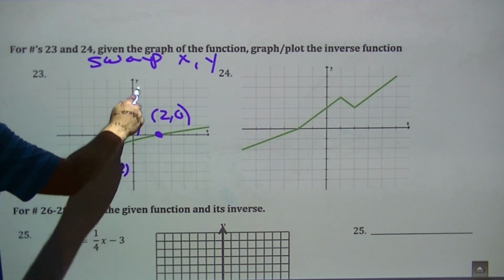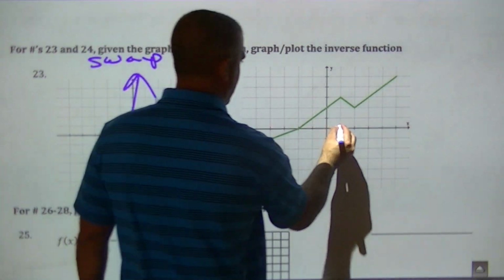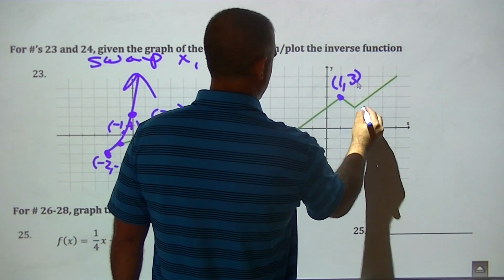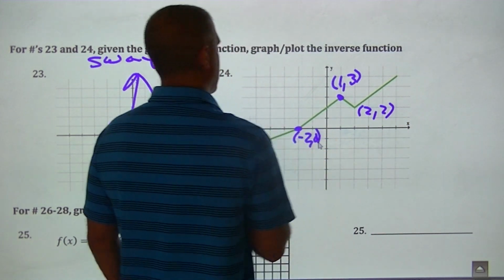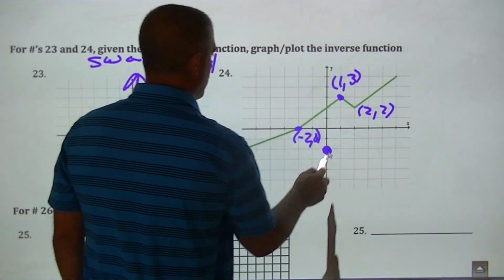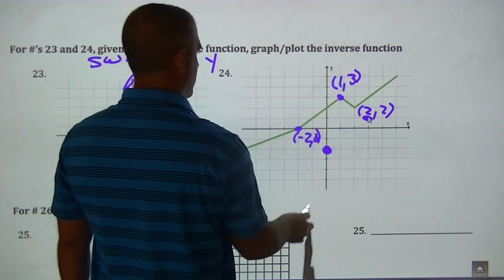So what ends up happening is it goes like that. Okay? This one's probably going to be a little bit better. This is 1, 3. This is 2, 2. That's not that much better. This is negative 2, 0. So what would happen is this would become 0, negative 2. This would become 3, 1. And that stays 2, 2.